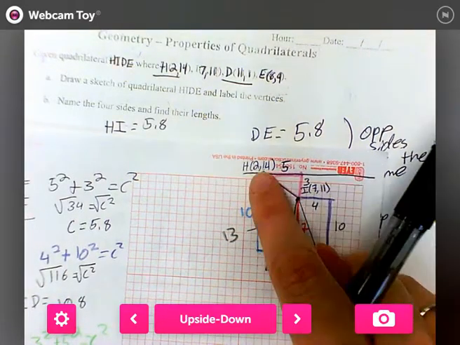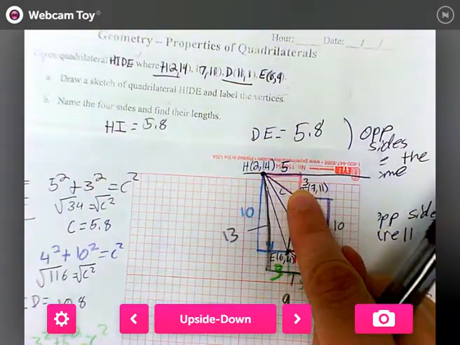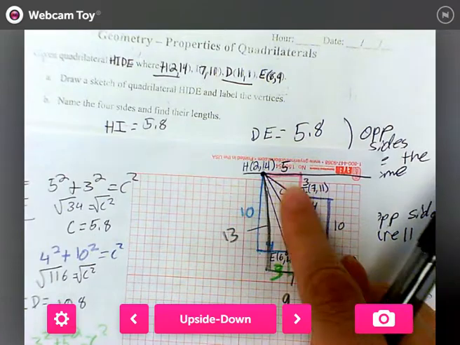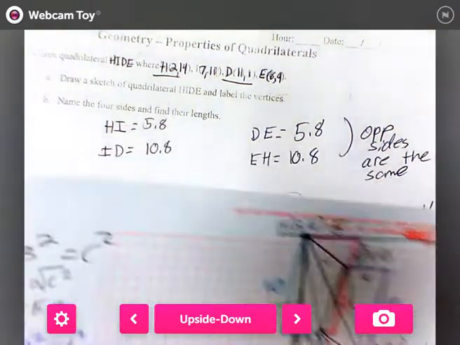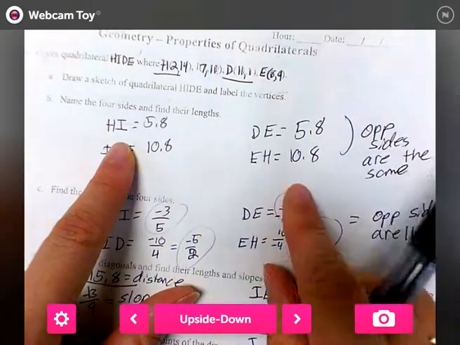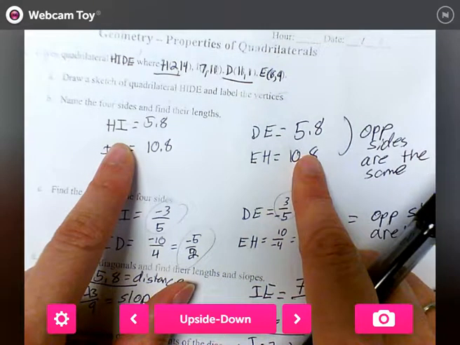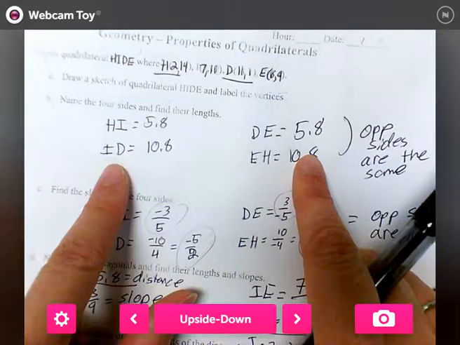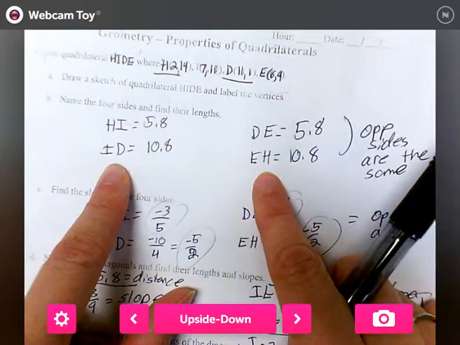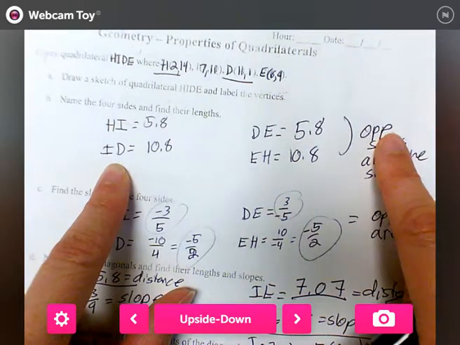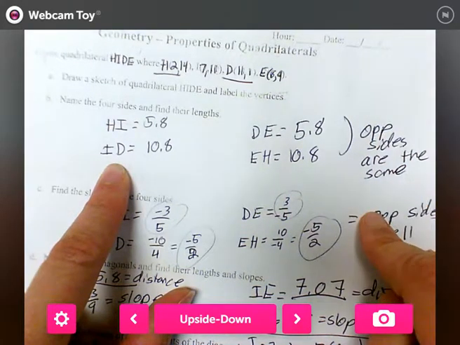For example, this pink one on top, we did 5 squared plus 3 squared to find c squared, the length between H and I. And we found that H to I was 5.8, D to E was 5.8, I to D was 10.8, and E to H was 10.8. So opposite sides are the same. Not all 4 sides, opposite sides.